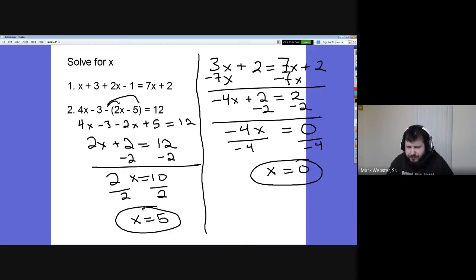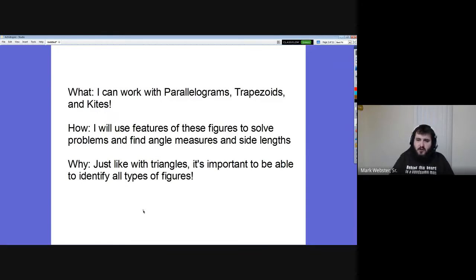All right. Let's go ahead and get started with our work today. So what are we going to do today? We're going to talk about 3 shapes, and we're going to go over a lot of applications of them and using them to find variables and stuff like that. So we're going to go first parallelograms, then we're going to transition into trapezoids, and then we're going to end up with kites. All right.